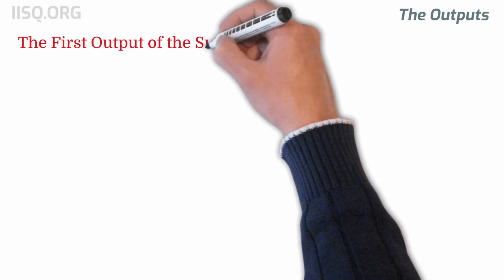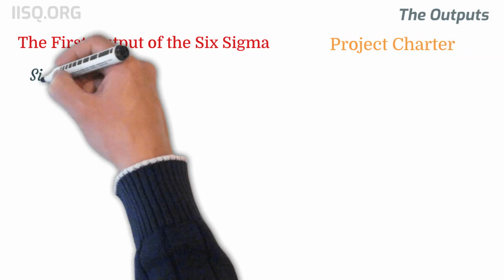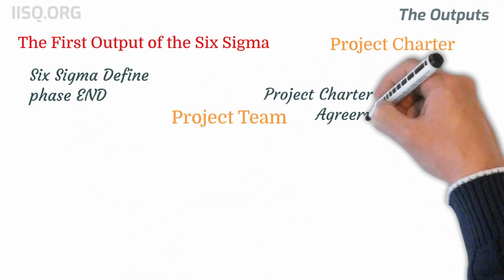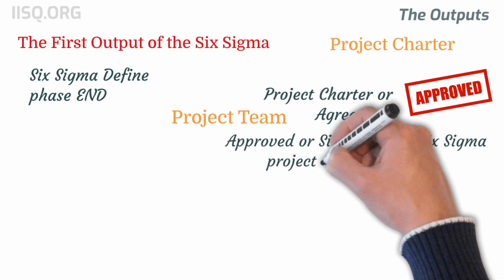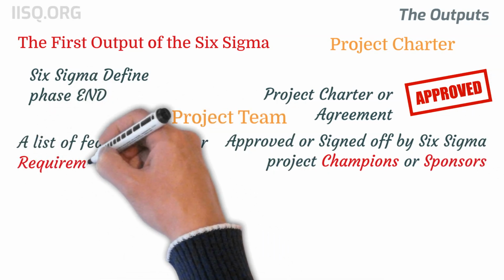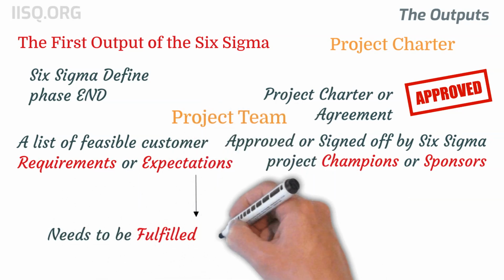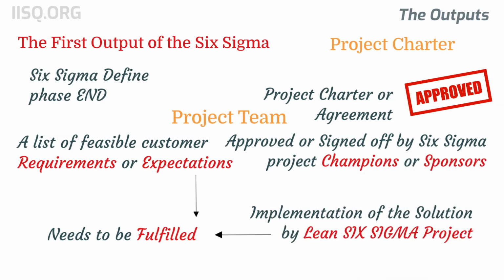The first output of Six Sigma define phase is the project charter. By the end of the Six Sigma define phase, the project team will be ready with project charter or agreement that is duly approved or signed off by the Six Sigma project champions or sponsors. The team will also have a list of feasible customer requirements or expectations that need to be fulfilled as a result of the implementation of the solutions by the Six Sigma project.